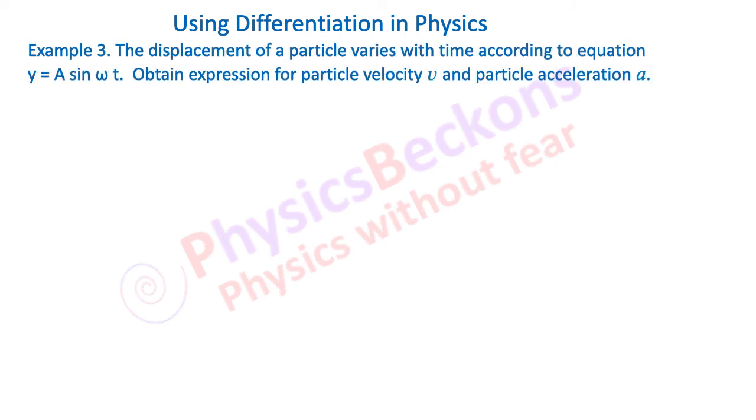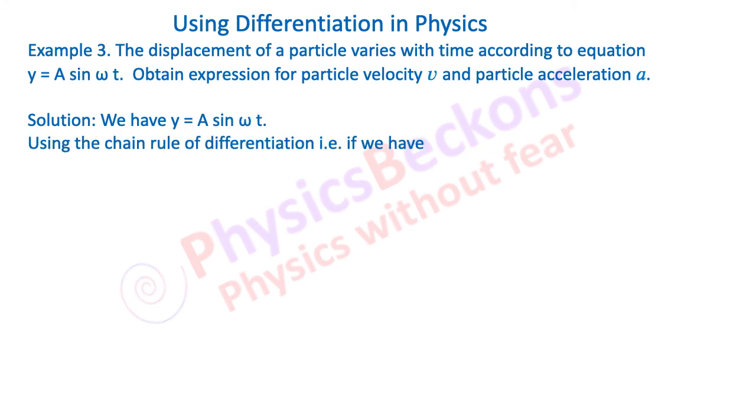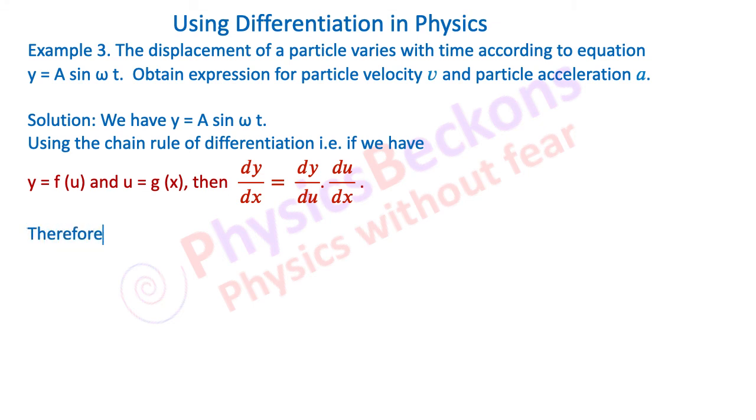Yet another example: the displacement of a particle varies with time according to the equation y is equal to a sine omega t. You have to obtain expressions for the particle velocity v and particle acceleration a. For the solution, we take this expression for displacement. Using the chain rule, we can get the velocity. Therefore, we get v is equal to omega a cos omega t.